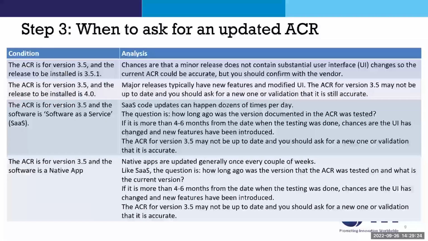Our next condition is that the ACR is for version 3.5 and the software is software as a service. It's a SaaS product. Okay, SaaS operates differently than other types of software updates, and SaaS code updates all day long, every day, and it can update even a dozen times a day. So you just want to ask questions like, how long ago was this tested? You can look at the date of the VPAT.